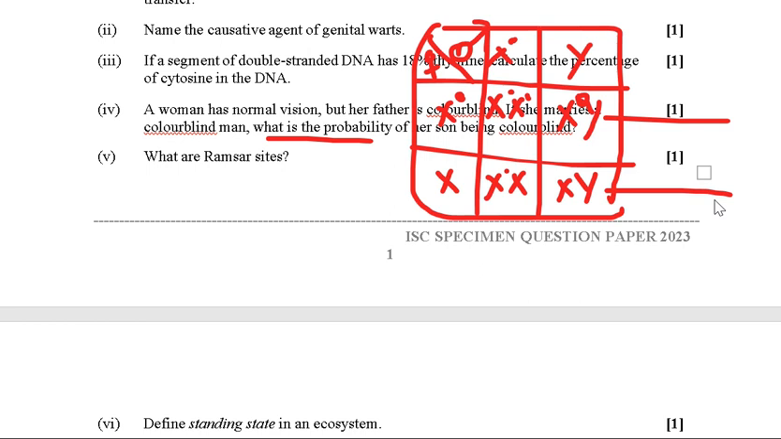But they have not asked for the overall probability, they asked what is the probability for the son. That means we have to focus on sons. Out of two sons, one son will be affected by colorblindness. So I am taking 50% of the sons being affected by colorblindness. That is the answer for this question.